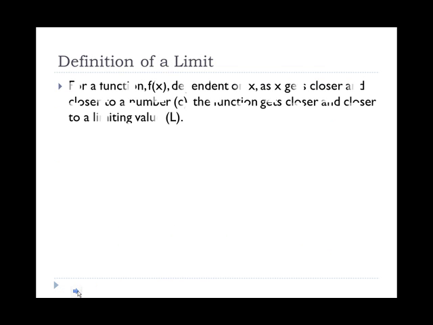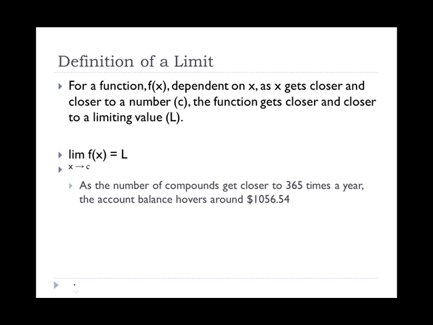That's not still perfectly mathematical, but we'll see that in a second. So here's everything again, and that's exactly how we would write it. The limit as X approaches a certain number called C equals capital letter L. And I have here too, as the number of compounds gets closer to 365 times a year, daily, the account balance hovers around 1056. So that would be our limit.